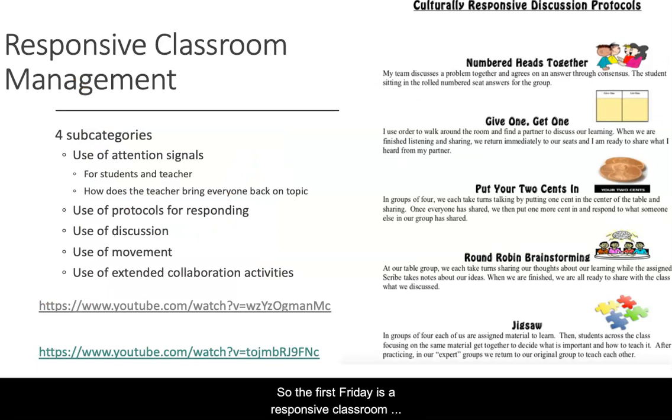So the first strategy is responsive classroom management. For those that are not familiar with this term, classroom management is basically how do you maintain order in your classroom? How do you establish the rules and regulations of your classroom? How do students know the expectations of themselves in the classroom? And how do you maintain order?